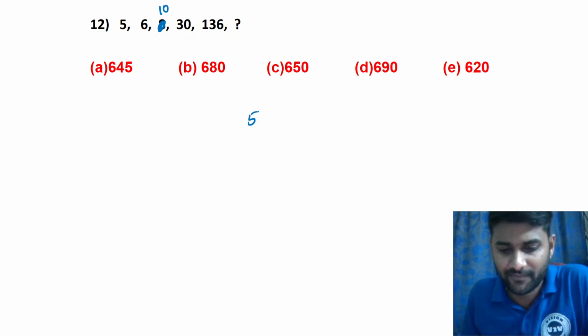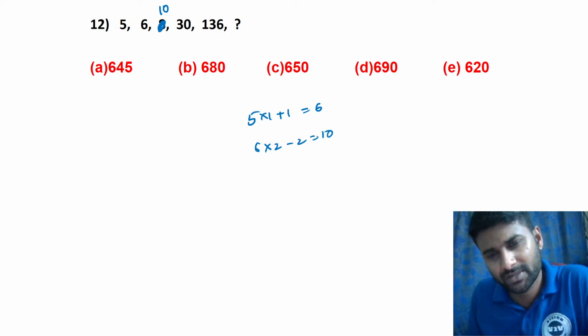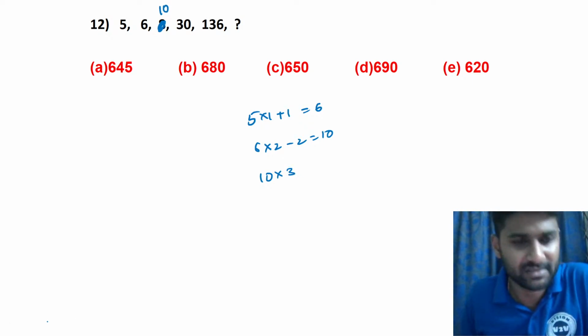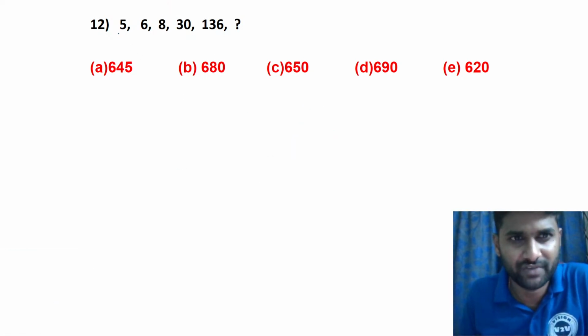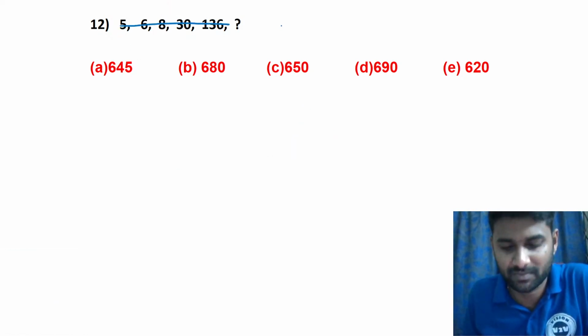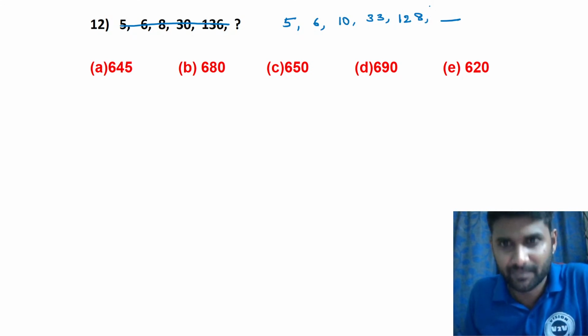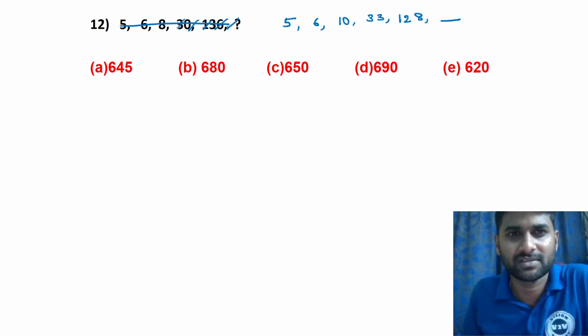Let's see. 5 into 1 plus 1 is equal to 6. 6 into 2 minus 2 is equal to 10. 10 into 3 is equal to 30. The wrong question, sorry. Change the question, wait. Wrong numbers. Here the numbers are 5, 6, 10, 33, 128. Sorry, these were the wrong numbers.